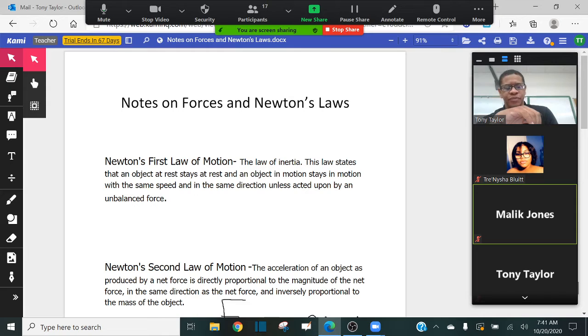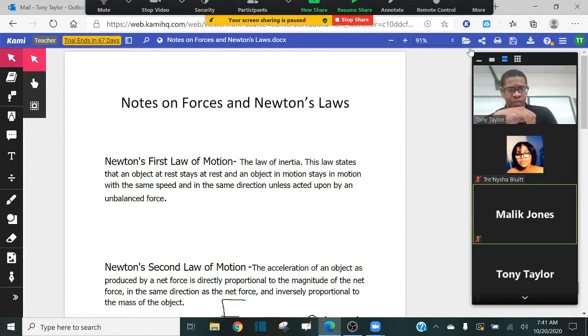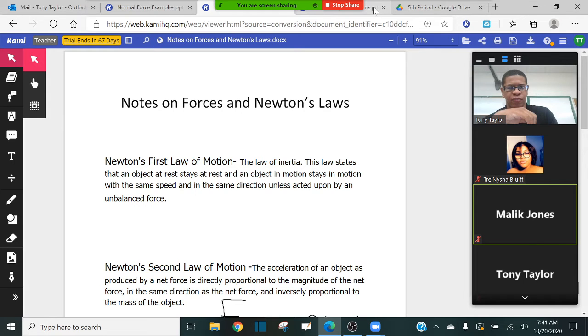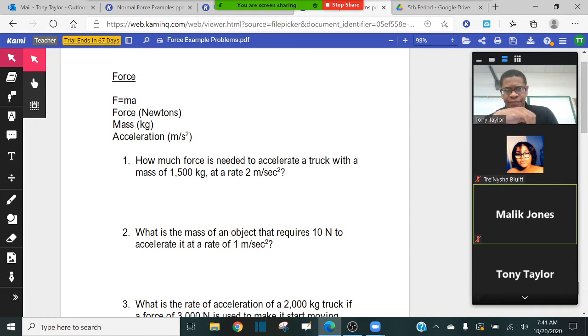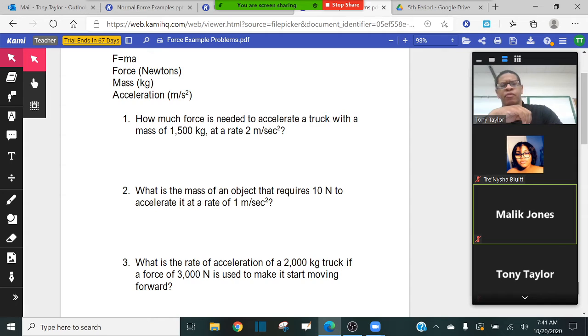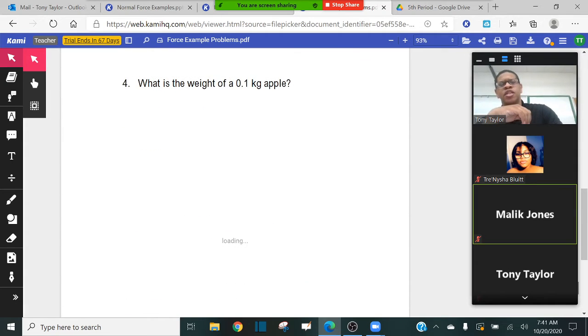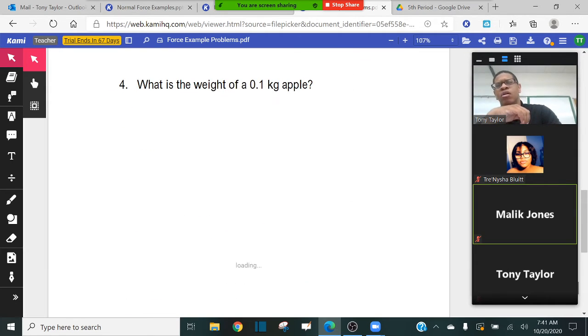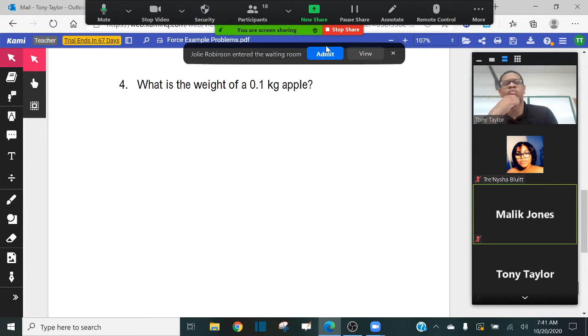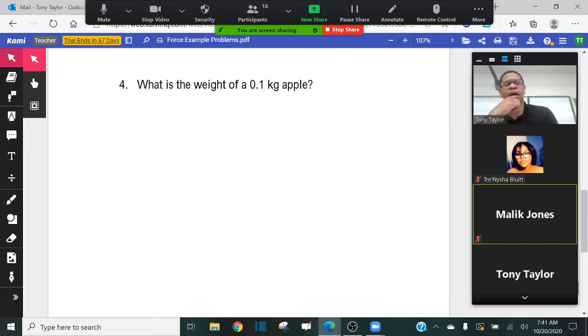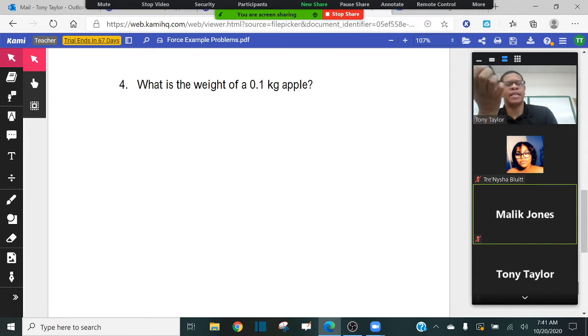Again, I'm just briefly reviewing what we talked about last class period before we start talking about the normal force for the day. Last class period, we worked out several problems. This problem right here, I want to remind you what we did, because we're going to be using this concept today. It asks, what is the weight of a 0.1 kilogram apple? So guys, what exactly is weight?